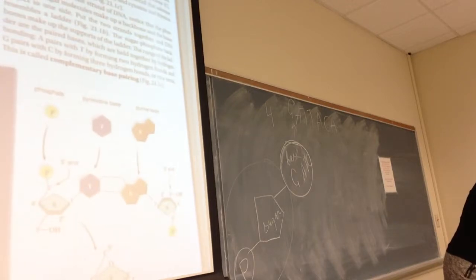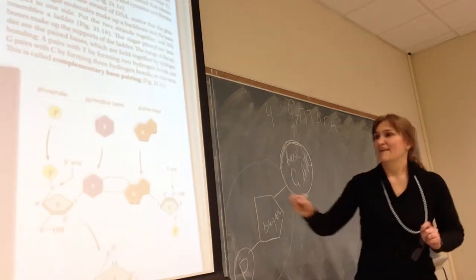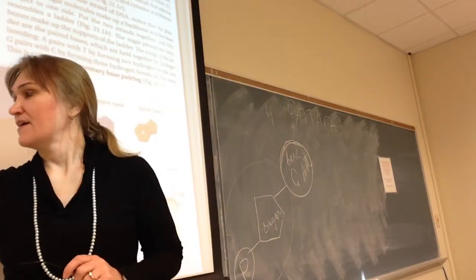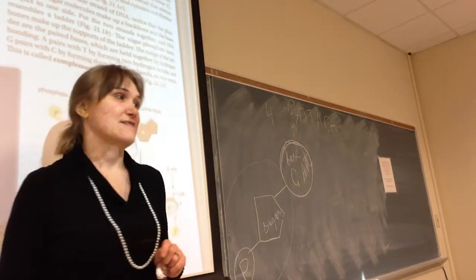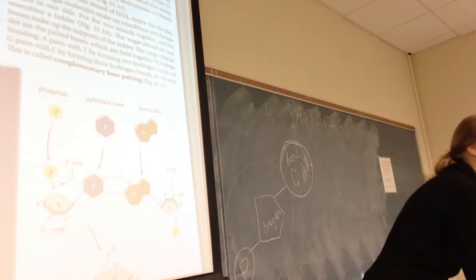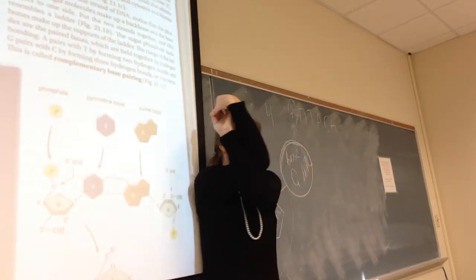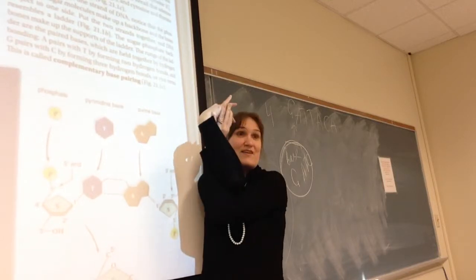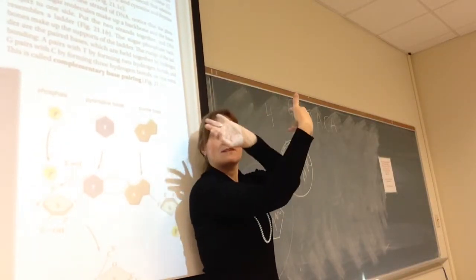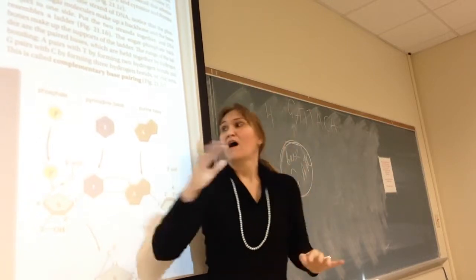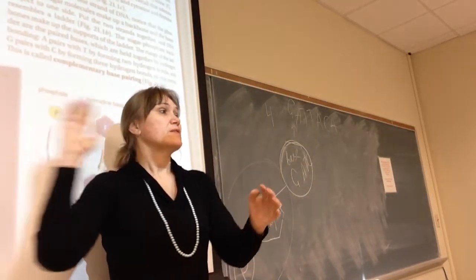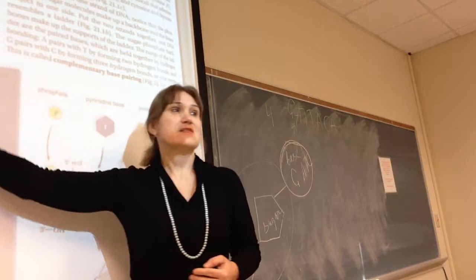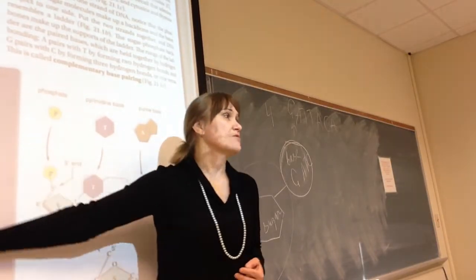Now, as you can see, DNA is shaped as a double helix. Double helix means two spirals, okay? Double helix. Two snakes that are wrapped around each other. How are they held together? With hydrogen bonding. This hydrogen bonding exists between two strands of DNA.